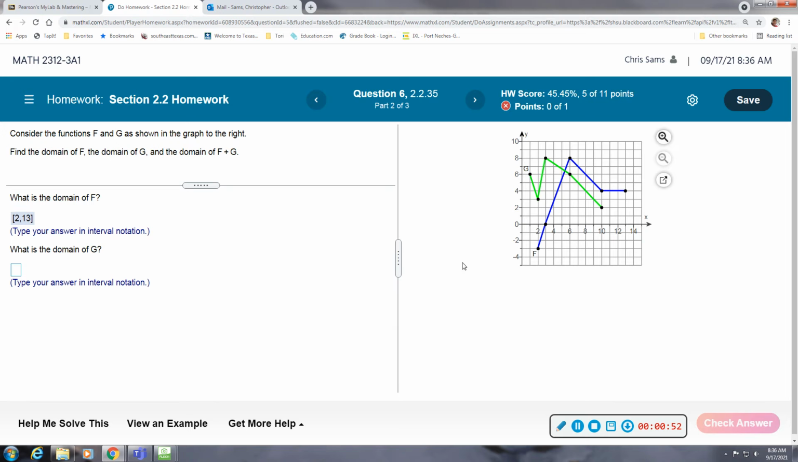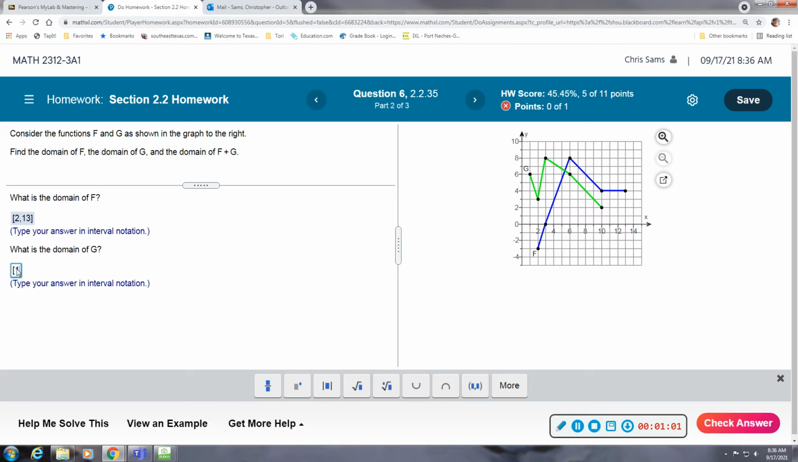Then we find the domain of g. We do the same thing. The far left would be 1, in a bracket. And then we go to the right, goes all the way up to 10, also in a bracket.